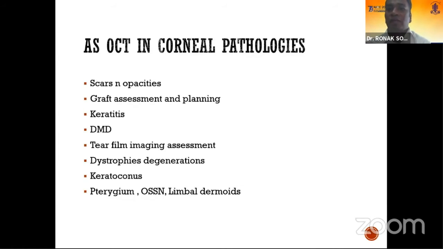The most important tissue that we need to assess is the cornea, where you can find out scars, opacity, the graft assessment, and pre and post-op planning, infectious keratitis, Descemet membrane detachments, keratoconus, surface lesions like pterygium, limbal dermoids, OSSN, and your dystrophies and degenerations.